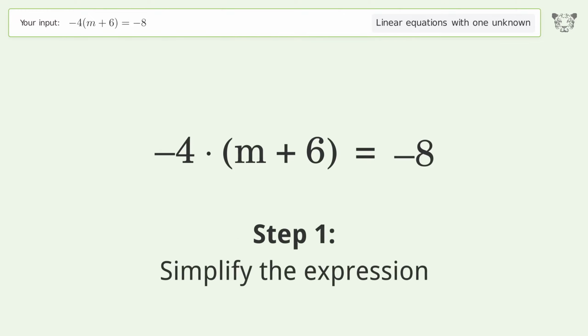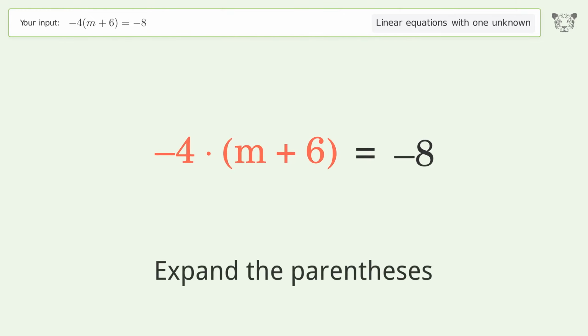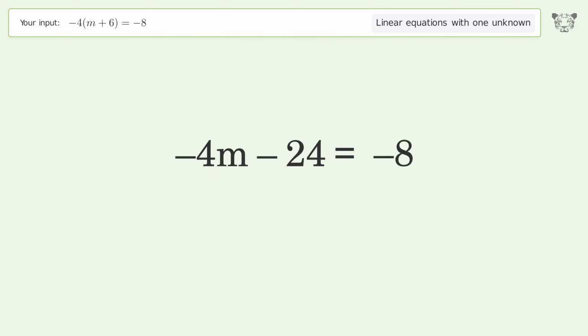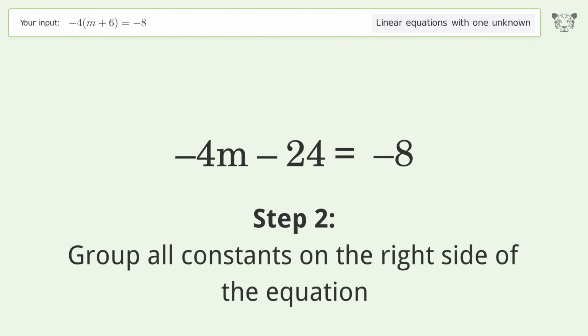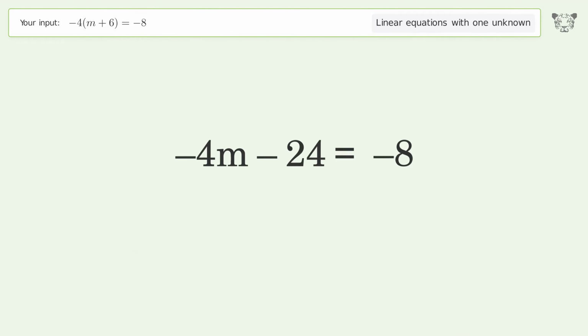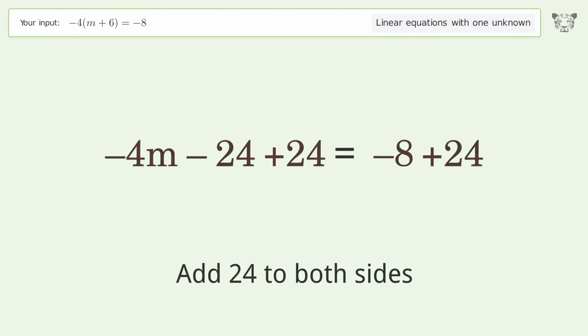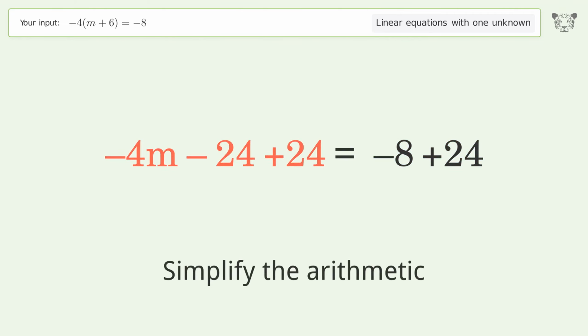Simplify the expression. Expand the parentheses. Simplify the arithmetic. Group all constants on the right side of the equation. Add 24 to both sides. Simplify the arithmetic.